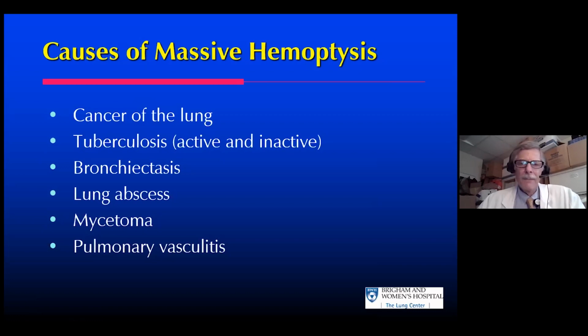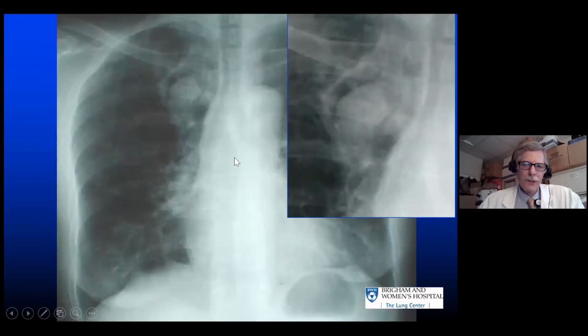Let's look at a mycetoma. It's just a striking image again. Here is a pre-existing cavity. Maybe this was old TB, maybe it was sarcoid or some other cavity. And within it, can you see this fungus? Here it's magnified, and this is the so-called air crescent sign, a rim of air around the central ball that is the fungus, and it can lead to massive hemoptysis.